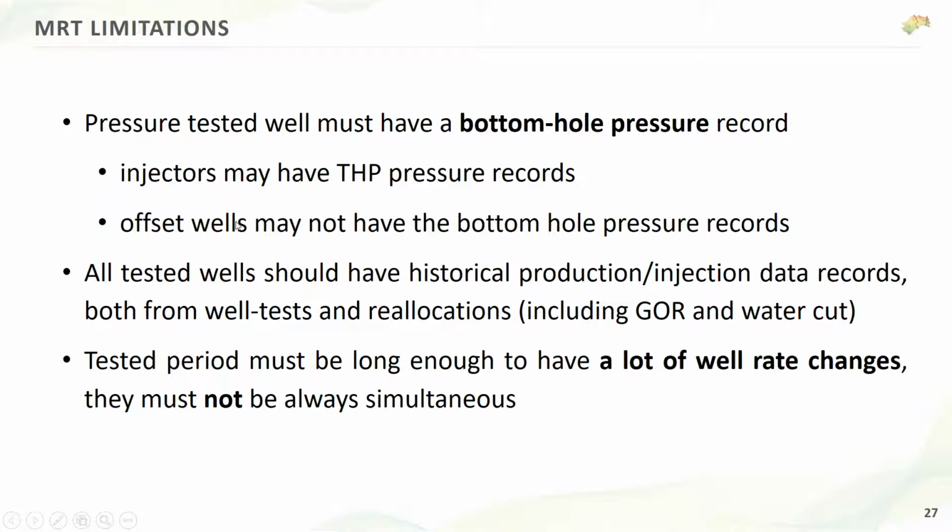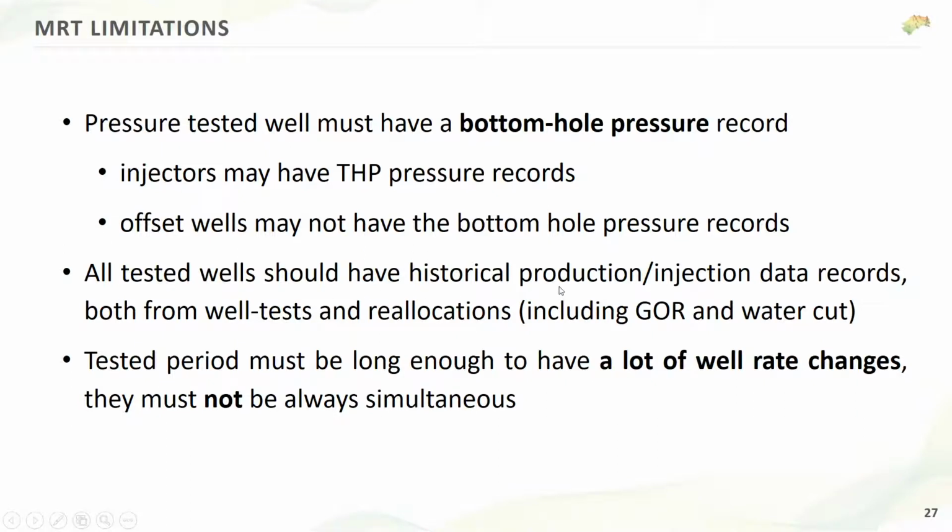And offset wells may not have bottom hole pressure records. We need at least one well with a bottom hole pressure gauge to be able to reveal the pressure interference. Okay, that's the first obligation to be able to do MRT.